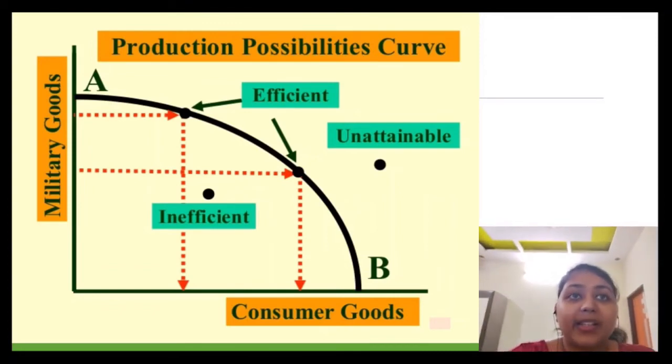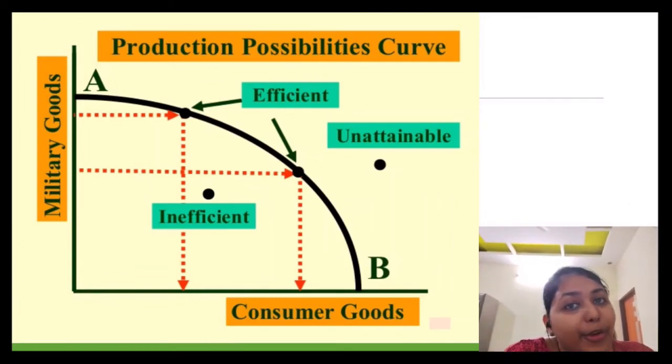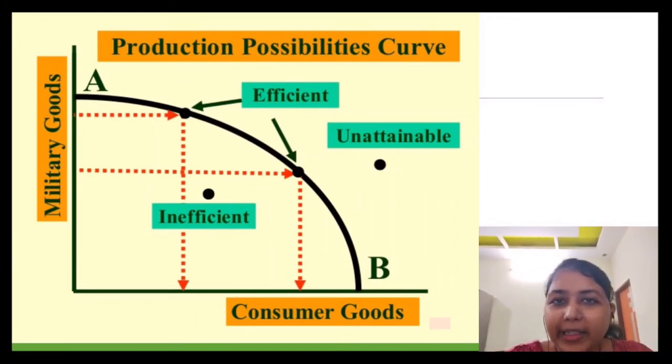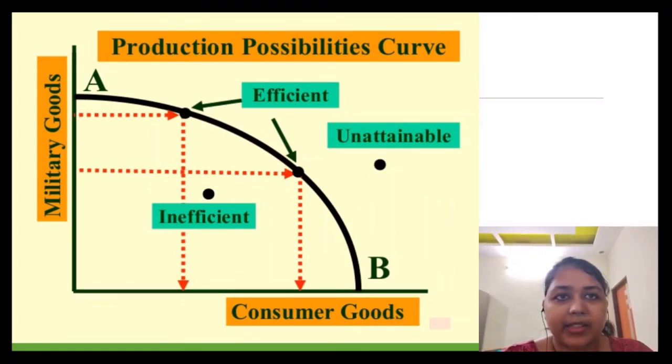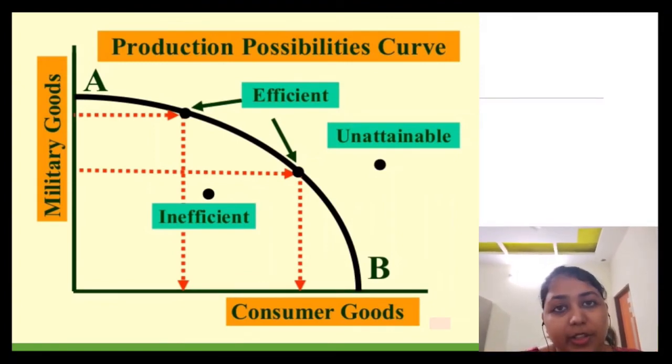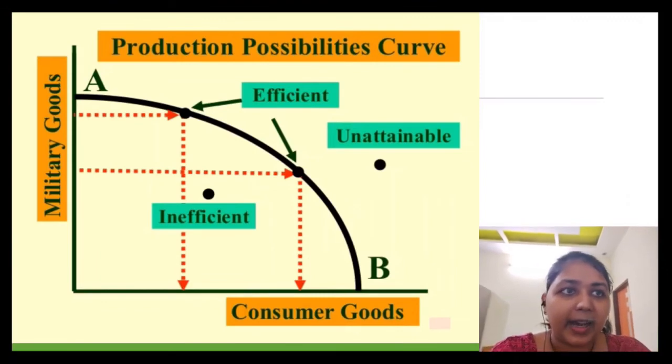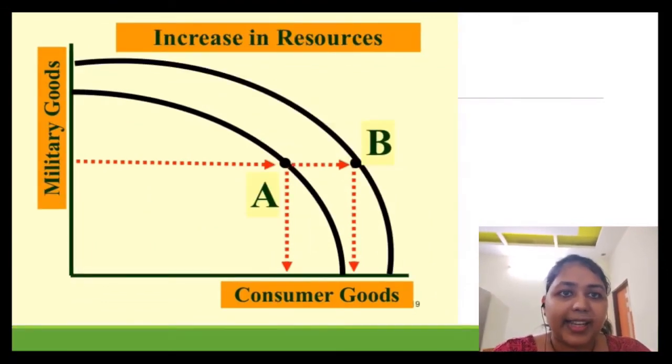There is always a cost of having a little more of one good in terms of the amount of the other good that we need to forgo, right? So that is what we term as opportunity cost. So if you want more of consumer goods, you have to get less and less of military goods, and that's the opportunity cost here. That's the reason why it is concave to the point of origin. Now let us look at the next slide.